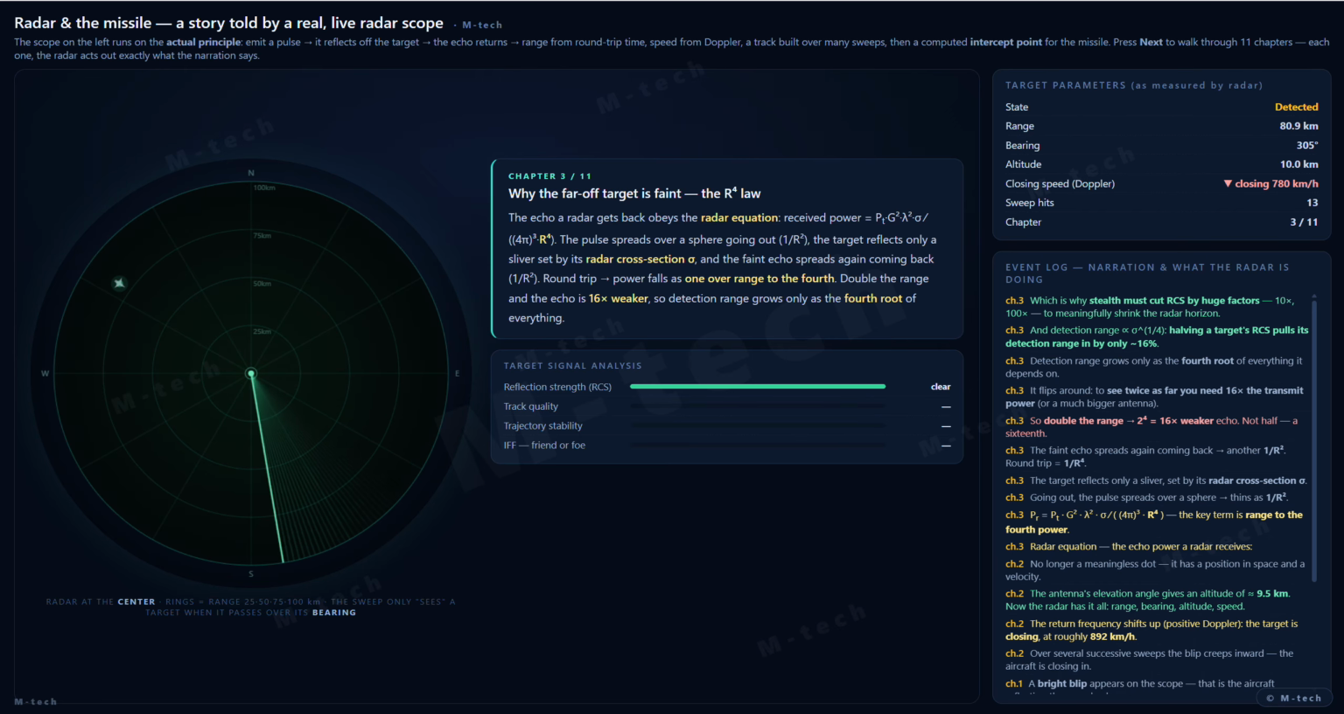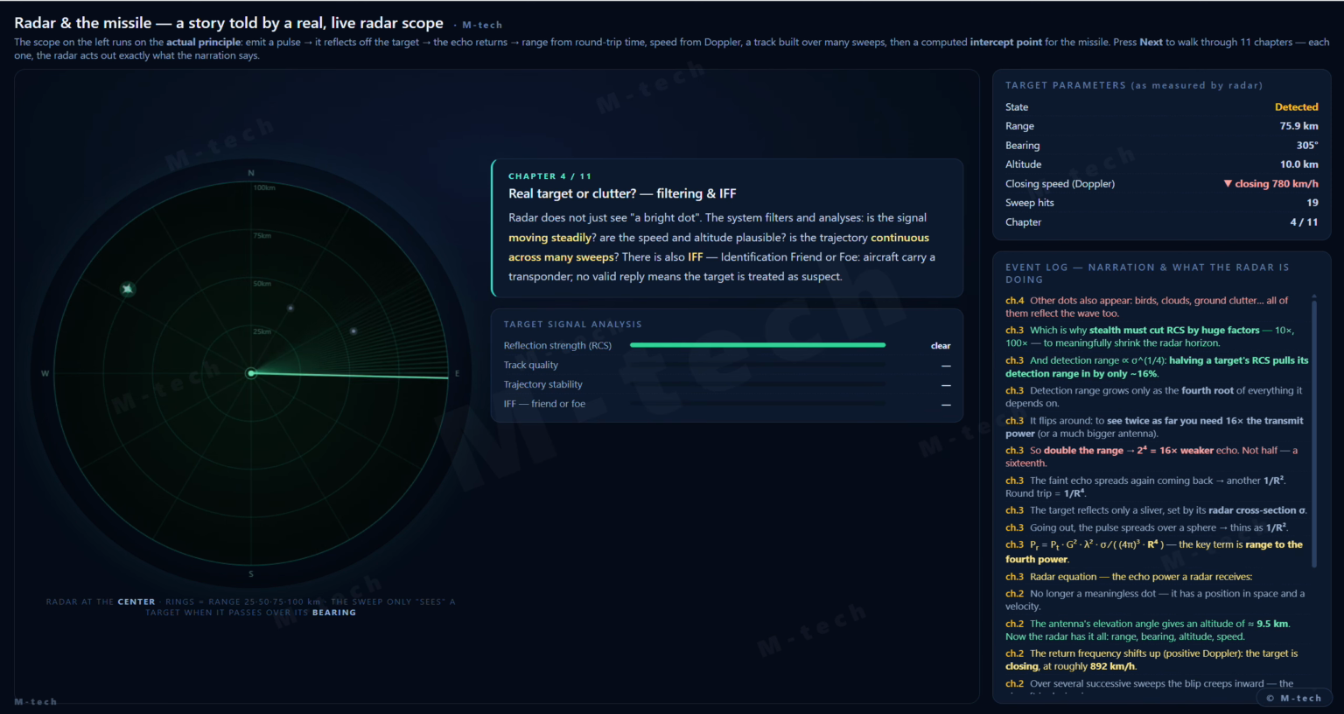Detection range therefore grows only as the 4th root of everything. To see twice as far, you need 16 times the transmit power. And halving a target's radar cross-section shrinks its detection range by only about 16%. That is why stealth aircraft must cut their cross-section by huge factors, not small ones, to matter.